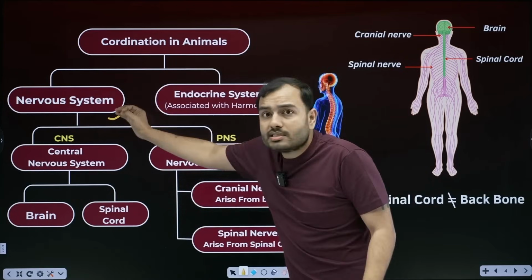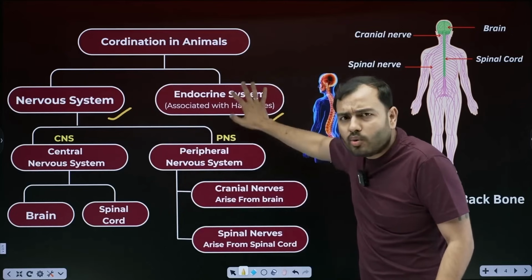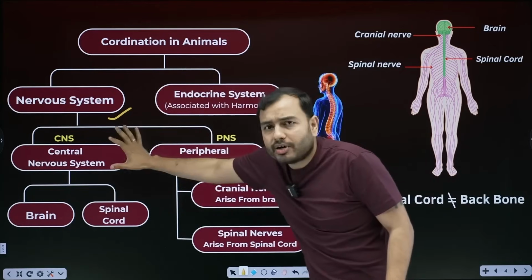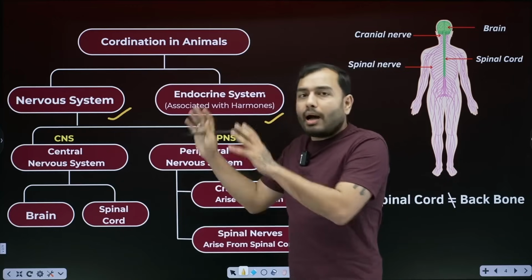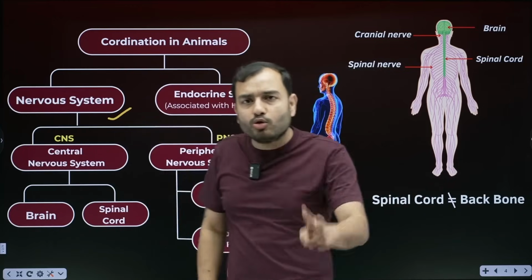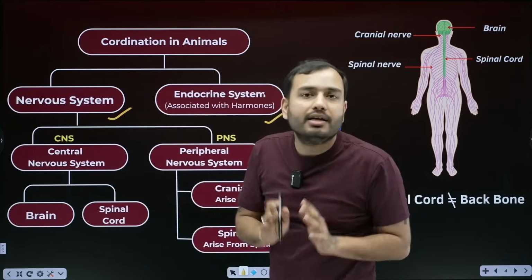One, the nervous system. One, the endocrine. Endocrine, hormones, chemicals. This will come later. First, this we will study. In this, there are quite a few concepts. Now, our nervous system is made up of two important parts.